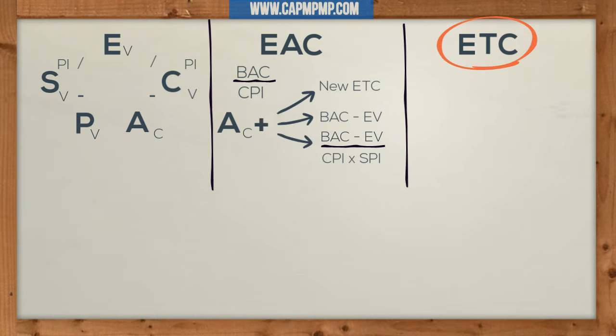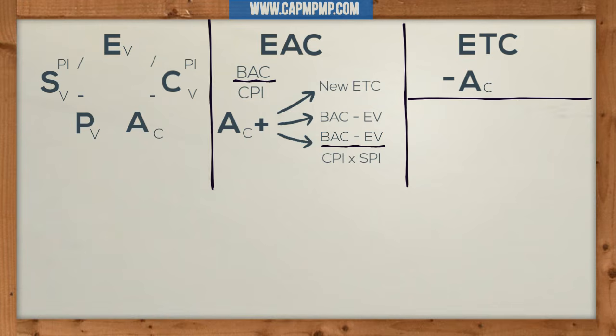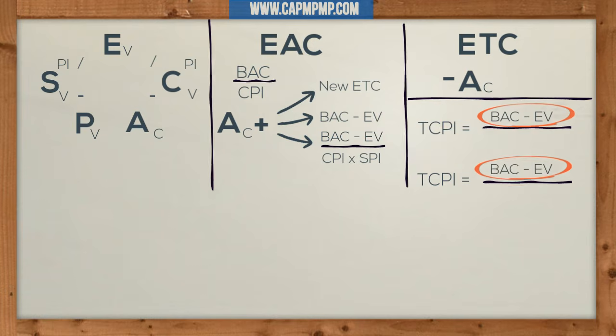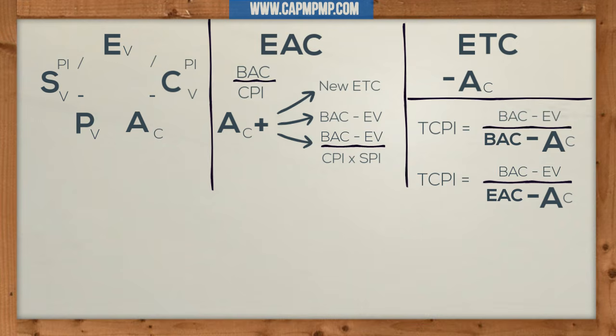Estimate to complete is found by subtracting the actual cost from the estimate at completion that you can find using any of these formulas. The to complete performance index can be calculated in 2 ways. Both have the same numerator, budget at completion minus the earned value. Both have the minus actual cost in their denominators. The difference is that the first one uses the budget at completion and the second the estimate at completion.